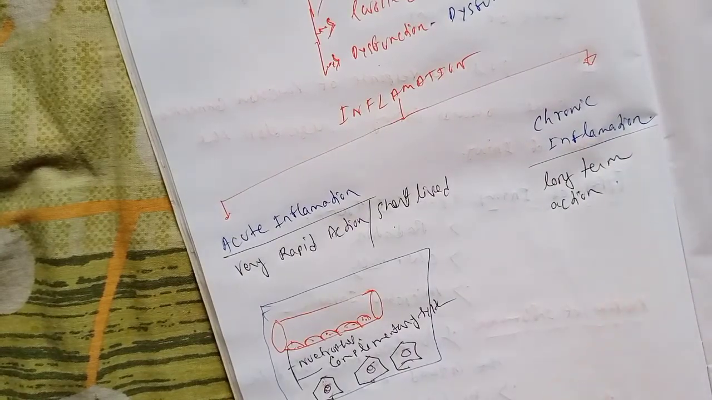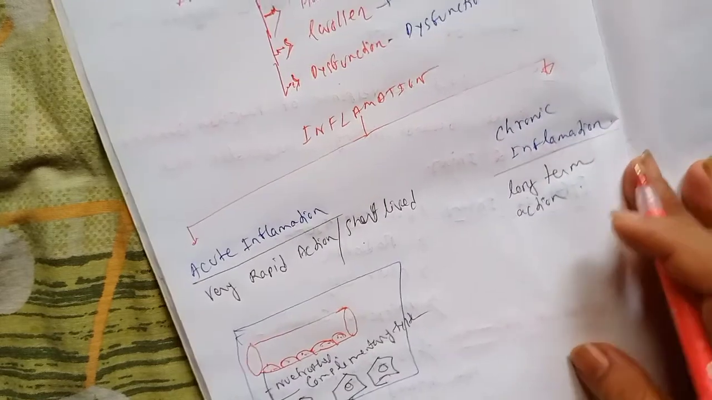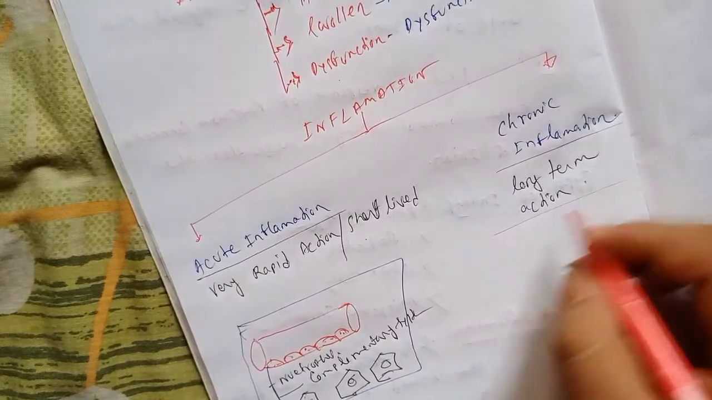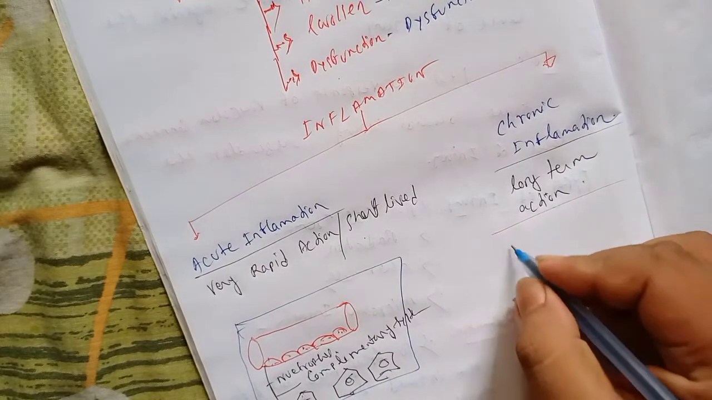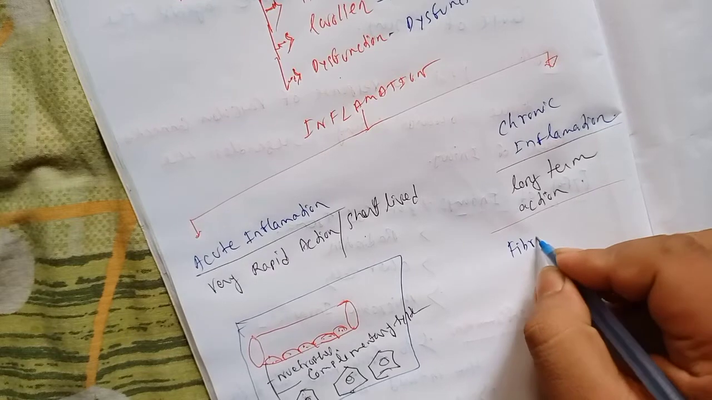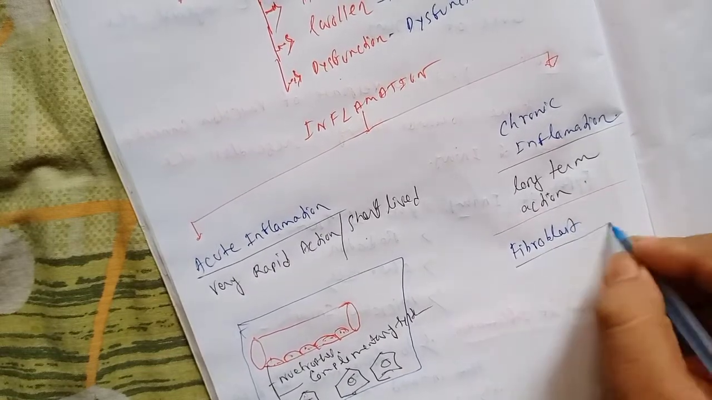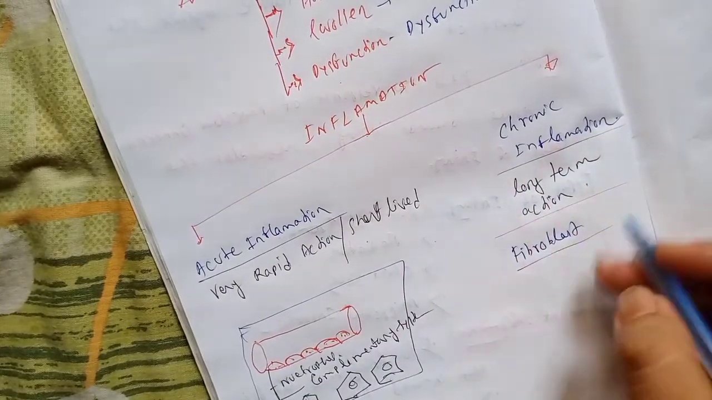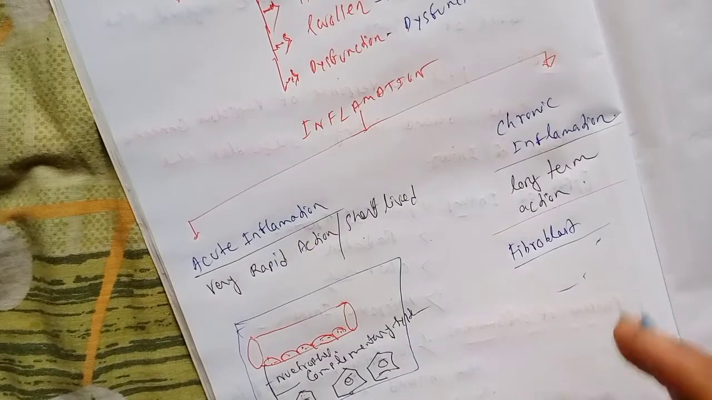So next we are having the chronic inflammation. It is the long-term action, and there basically first it is the same thing, but here we'll get the actions of various types of cells like the fibroblasts. I'll say all the things step by step. Many things are here also. Our main focus is acute inflammation.